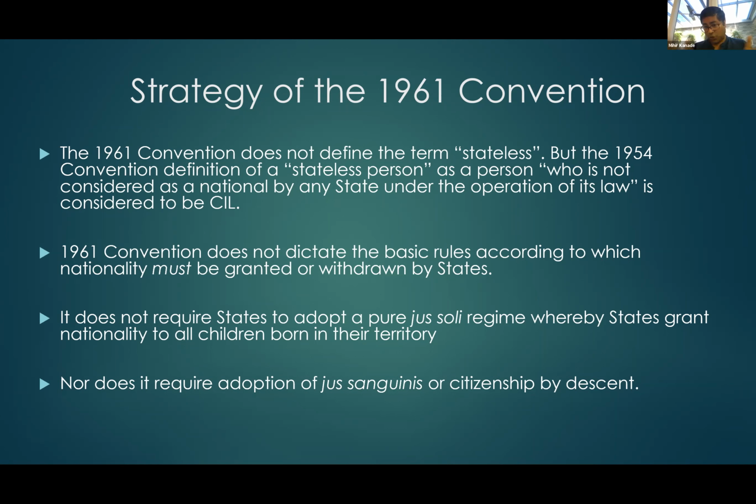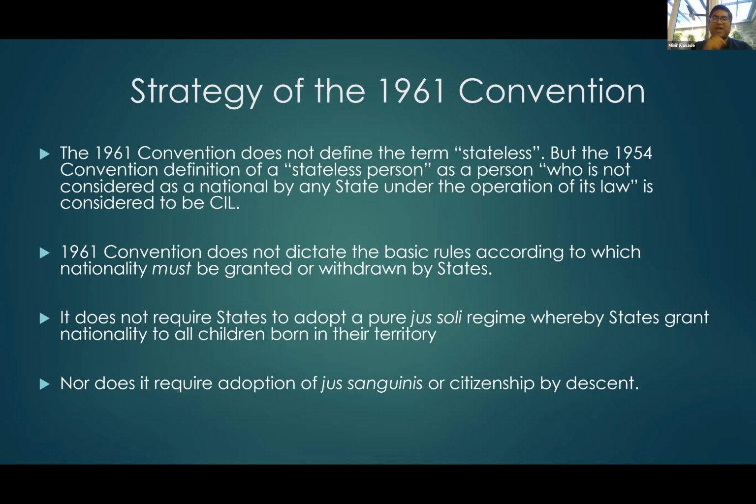This is de jure statelessness. And this definition is considered to be customary international law. The statement that it is customary international law has in fact been recognized by the International Law Commission as well. Okay, so for the 1961 convention, it's exactly the same definition that follows.